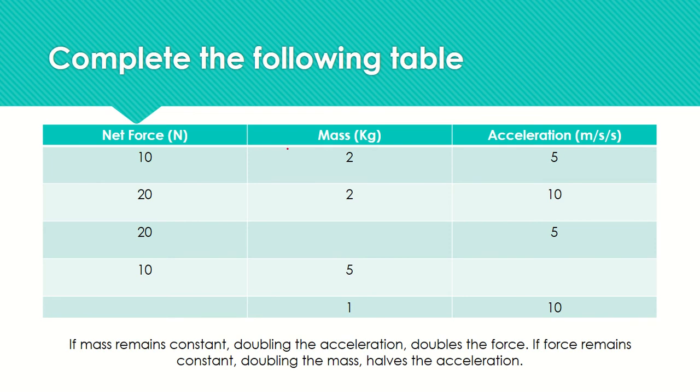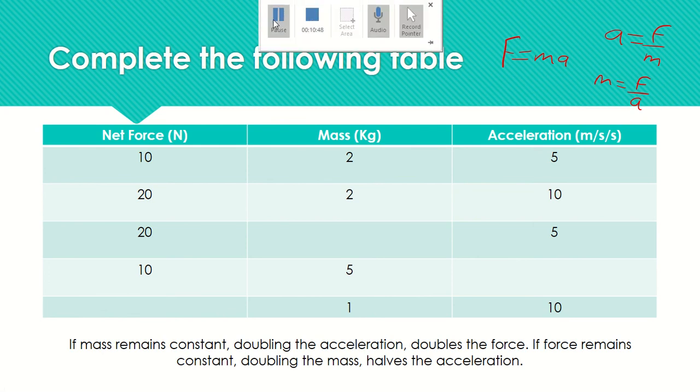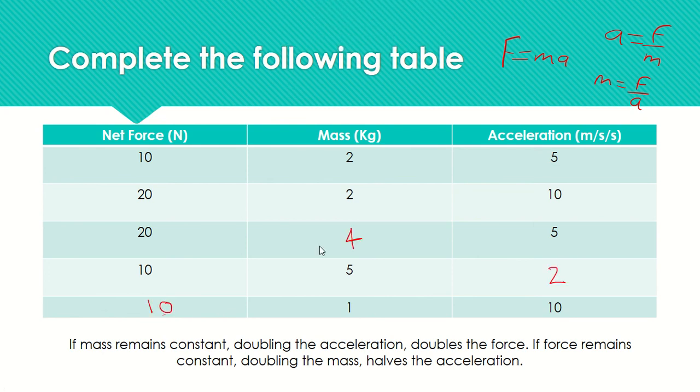Now, I'll just pause it here and just fill in the few blanks in this table. So remember, F is equal to mass times acceleration. Acceleration is force over mass, and mass is force over acceleration. So I just want you to pause it and fill out the few blanks. So hopefully you got 4 kilograms, because the mass is just force, 20 divided by 5, which is 4. And then hopefully for acceleration you got 10 divided by 5, which is 2 meters per second squared. And hopefully for force you got 1 times 10 is 10.